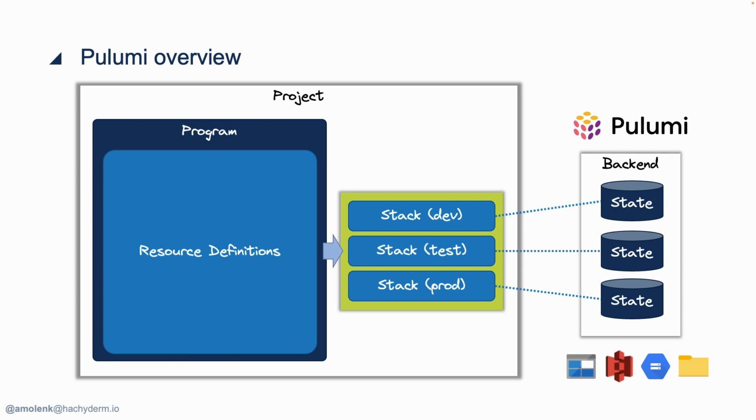Now, this state needs to be stored somewhere, and you can use different types of backends for that. There's Pulumi's own servers called Pulumi Cloud, which I'll use in my demo, but you can also use Azure Blob Storage, Amazon S3, Google Cloud Storage, or just simply the local file system. So let's look at the demo and see how this actually works.